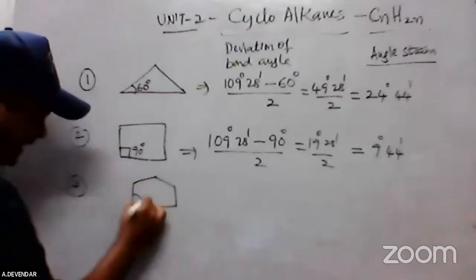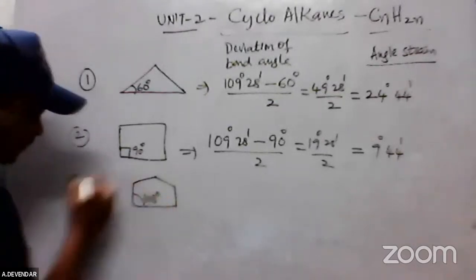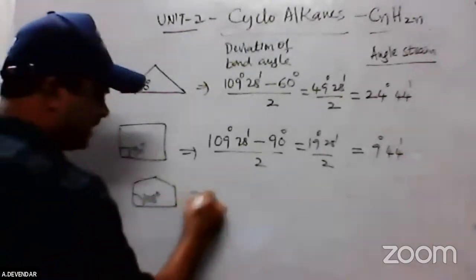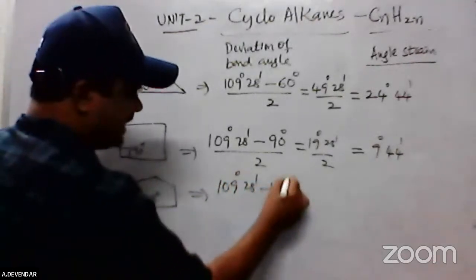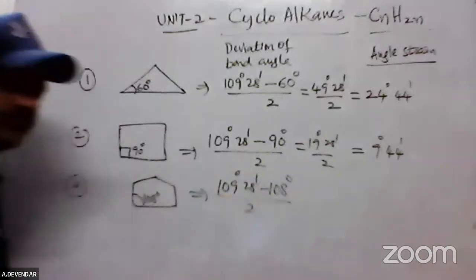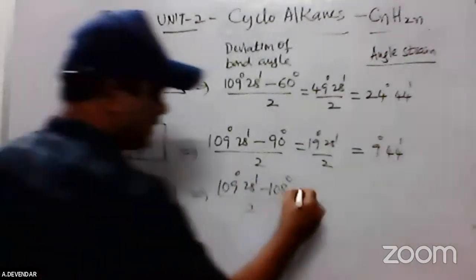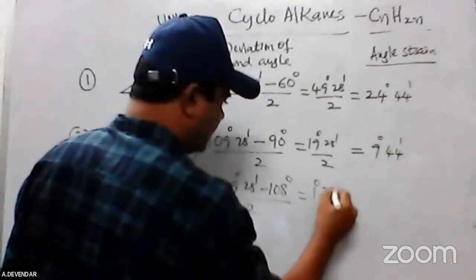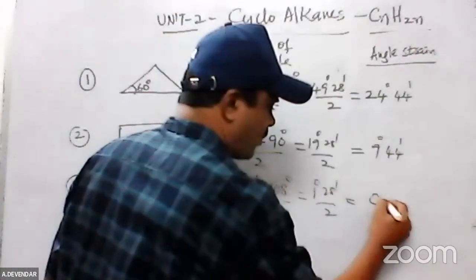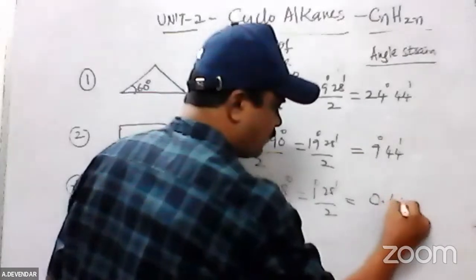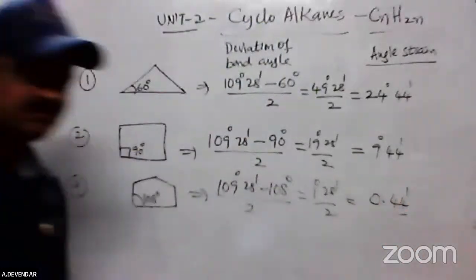For cyclopentane, the actual bond angle is 108 degrees. So 109 degrees 28 minutes minus 108 degrees, divided by 2. How much is left? 1 degree 28 minutes divided by 2, that means 0.88, which is 44 minutes only.